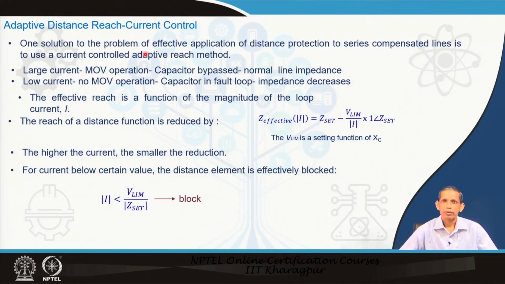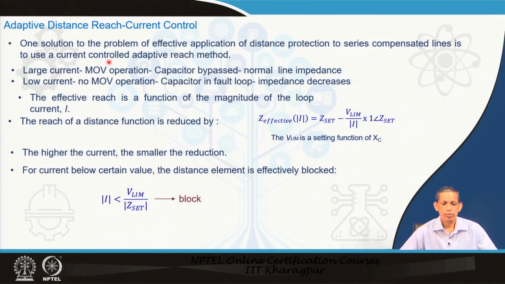With that, we now have solutions for the series compensated line from the distance relay perspective. Two solutions we will discuss. The first one is an adaptive distance relay approach, a current control based approach, based on the fault current as seen by the relay, and there is another approach based on the voltage ratio perspective.